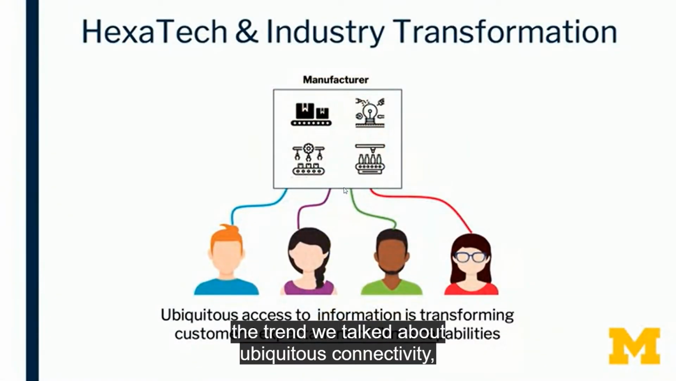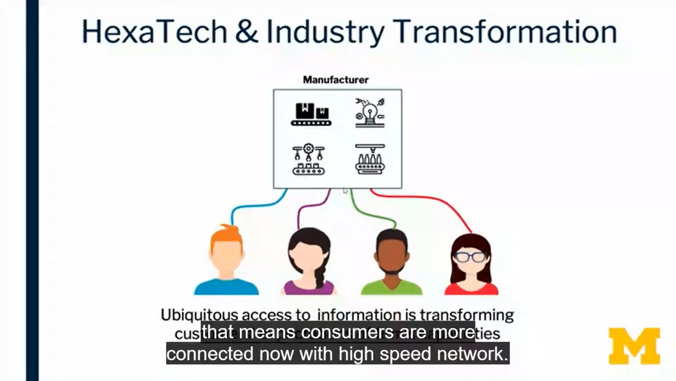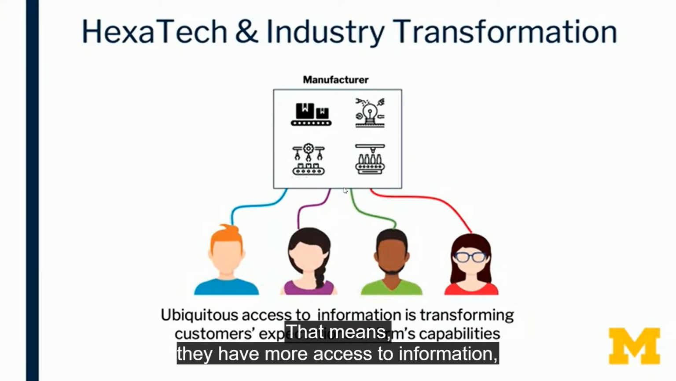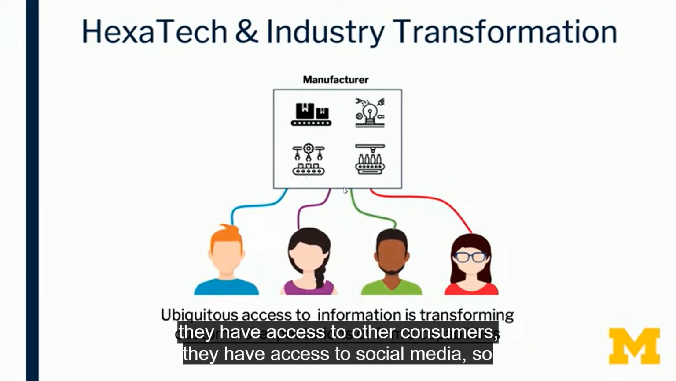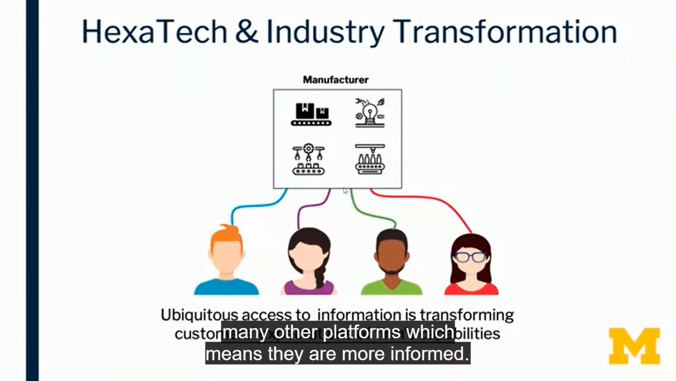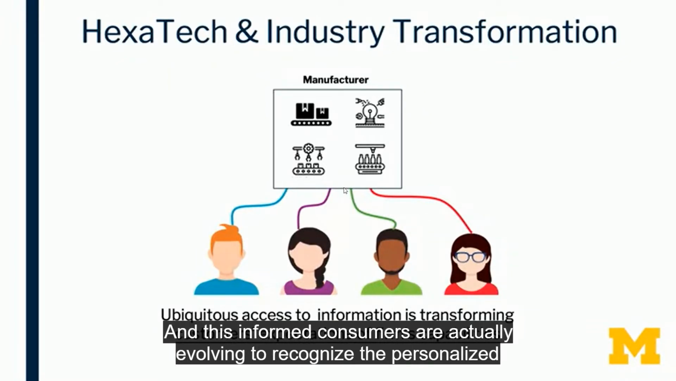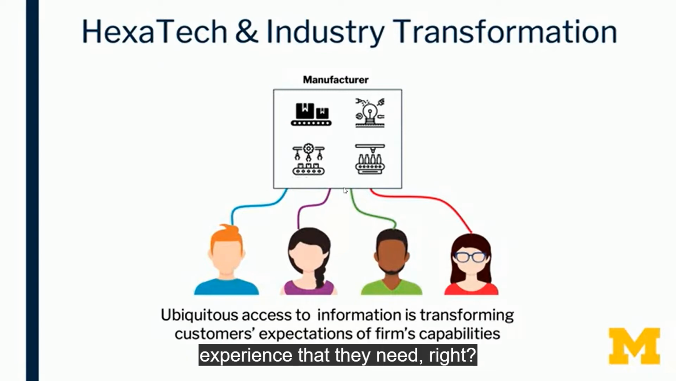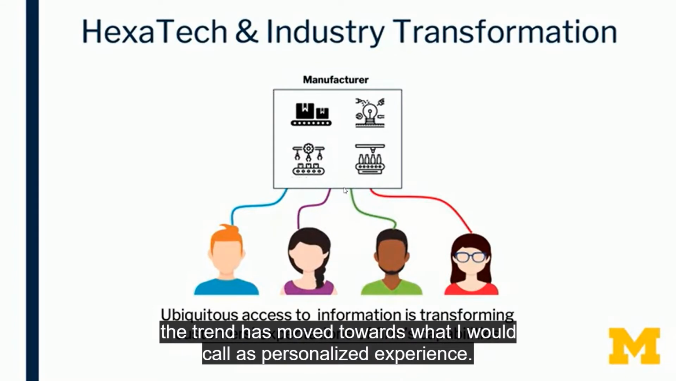The trend we talked about, ubiquitous connectivity, means consumers are more connected now with high-speed networks. That means they have more access to information. They have access to other consumers. They have access to social media and so many other platforms, which means they are more informed. And these informed consumers are actually evolving to recognize the personalized experience that they need, right? So in other words, the trend is more towards what I would call a personalized experience.